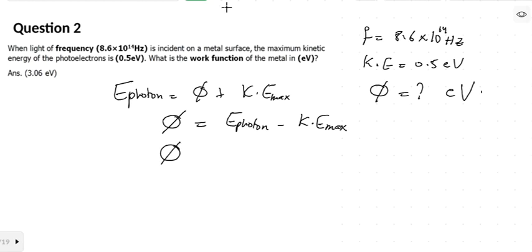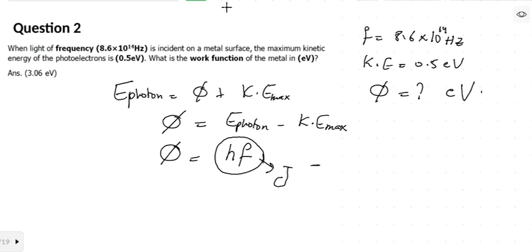So again, don't forget, I need the work function in electron volt. E photon, he didn't give me, he gave me frequency. Don't forget, this gives me joule. You see how much I'm concentrating on the unit? So hf and hc over lambda, they give joule.